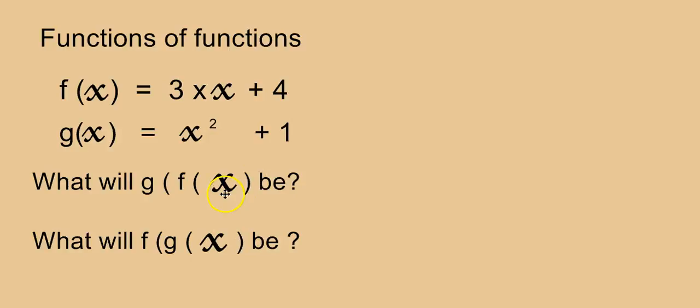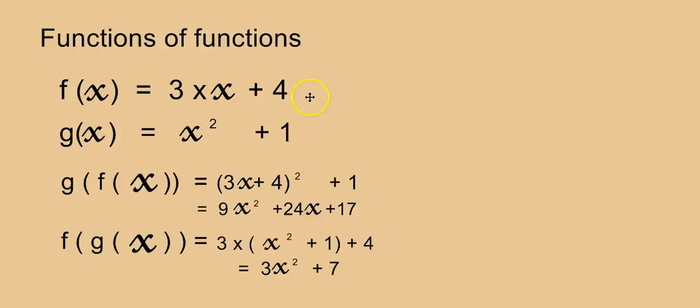Bother. So g of f of x means that the input for our function g is the whole of our f function. So we're going to put 3x plus 4 into our g function where we see x. I'll show you what that looks like on the next page. f of g of x means that our whole g function is going to go into our f function where we see x. So x squared plus 1 is going to go in there instead of x. Let's have a look at what that looks like.